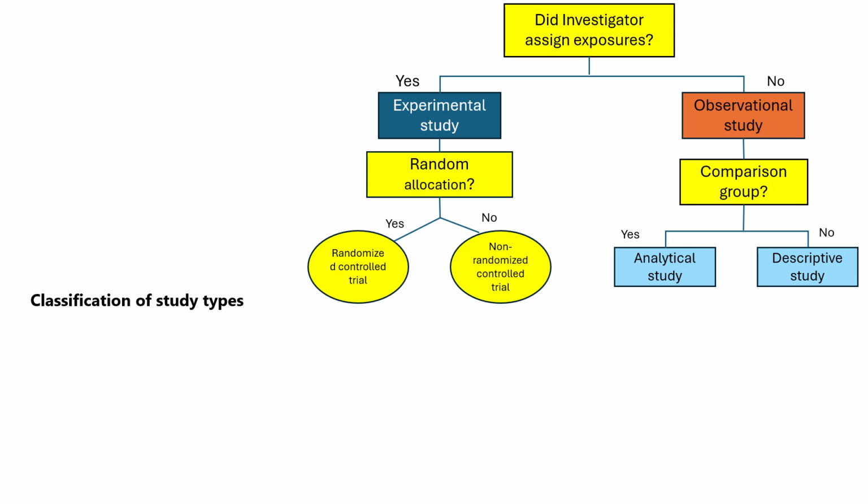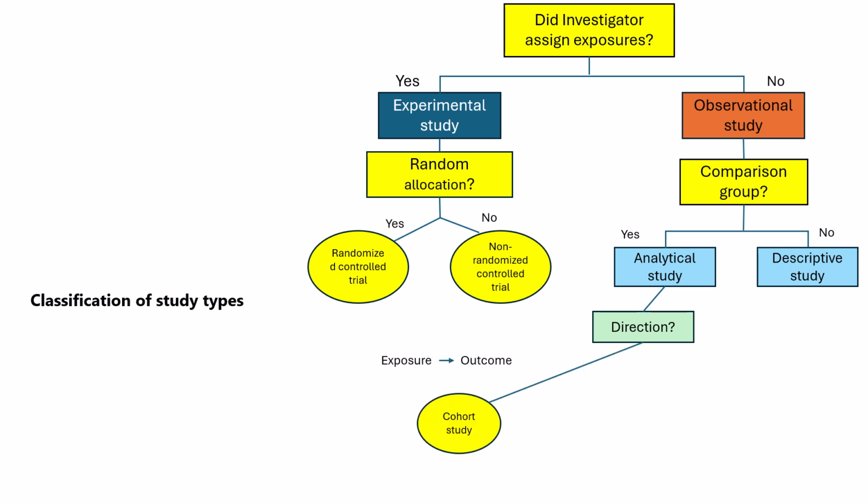So there's a lot of confusion between descriptive observational studies and analytical observational studies. That's why I'm emphasizing this classification as an important point. Sometimes people also confuse experimental studies with observational, so it's very important to be clear with where each of these belong. So once you have the analytical study determined, then you have to look at the direction of the exposure and the outcome.